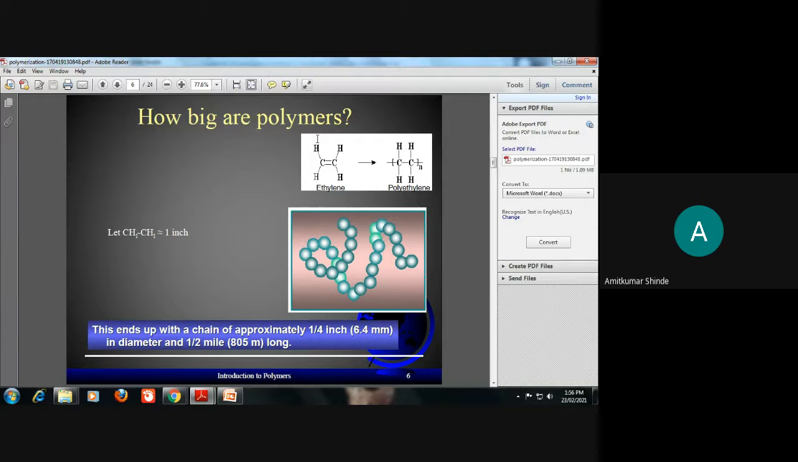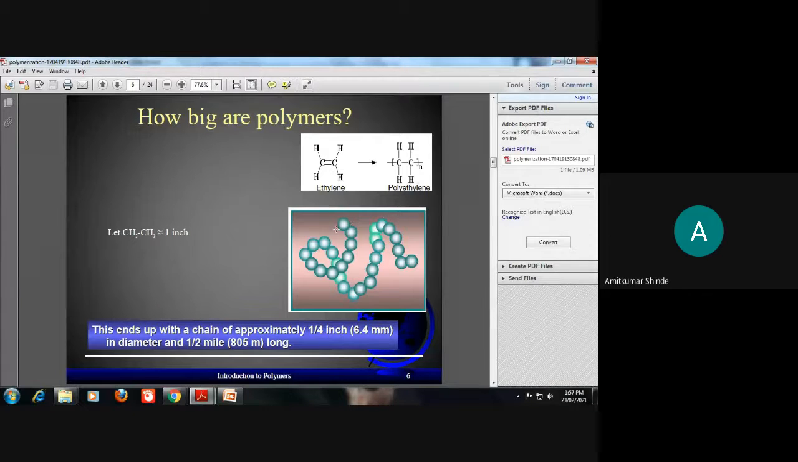Okay, this is the monomer. A number of ethylene molecules will combine to form polyethylene. Its shape will be like this. These rounded particles are nothing but the ethylene. This is nothing but the monomer. A number of monomers will combine together to form the polyethylene.